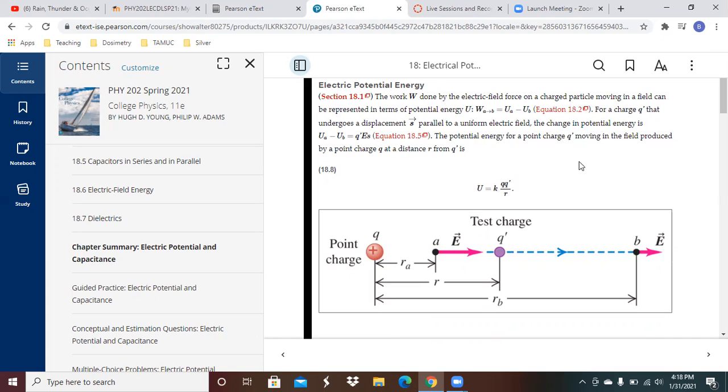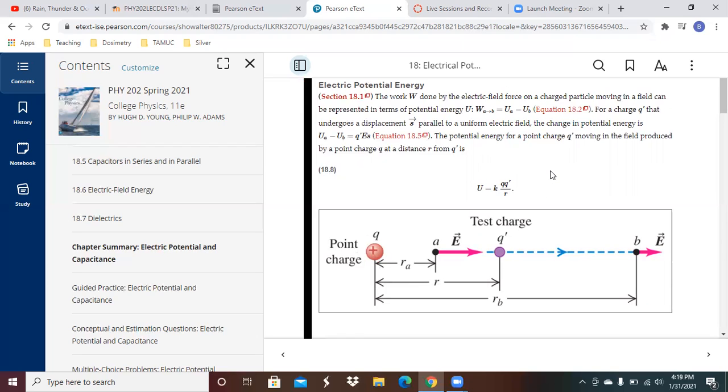Well, the work that's done by the electric field force on a charged particle that's moving in this field is going to be represented in terms of potential energy. We're going to describe the work as a change in the potential energy from point A to point B. This charge, particularly if it's positive, is a little easier to see. As it moves from A to B, you're going to see a loss of potential energy, and that is due to the work that's being done on this charge by that charge.